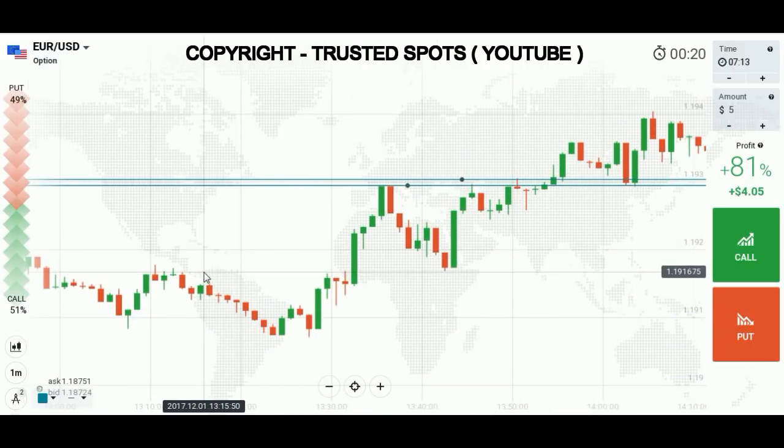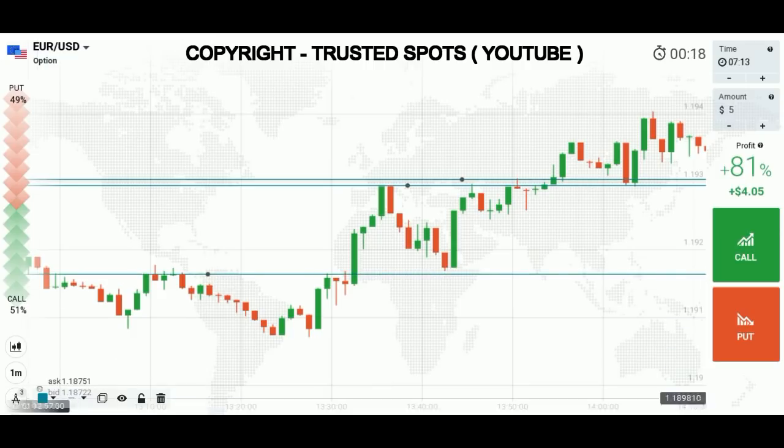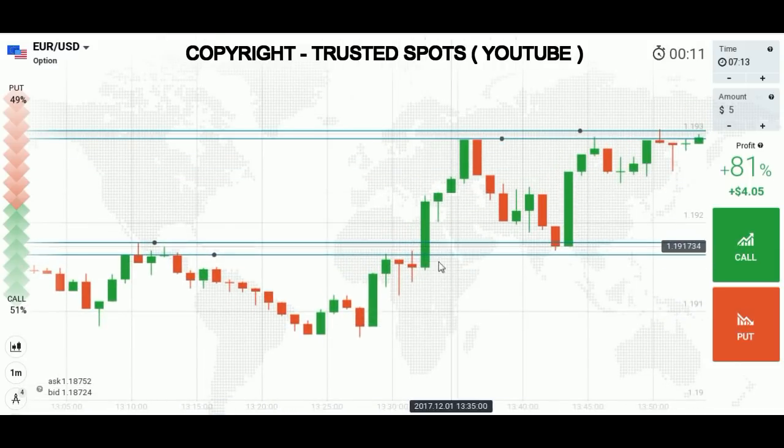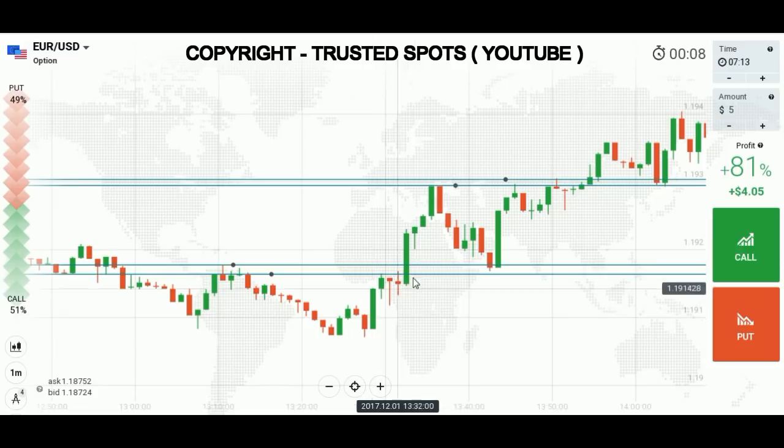Suppose this was a resistance, market crossed it, so it is a support. But if you want to use it as a support, you need to have an evidence. So where is the evidence?